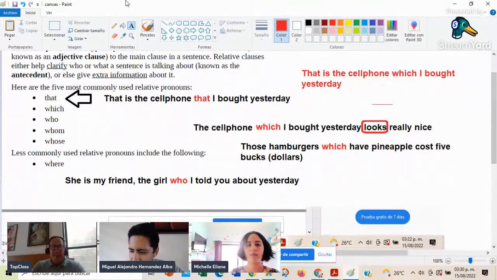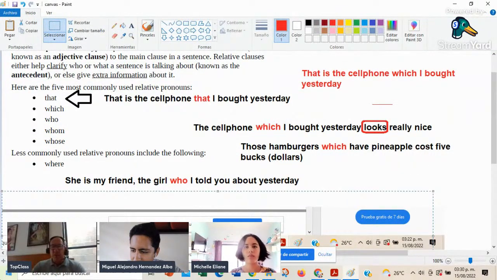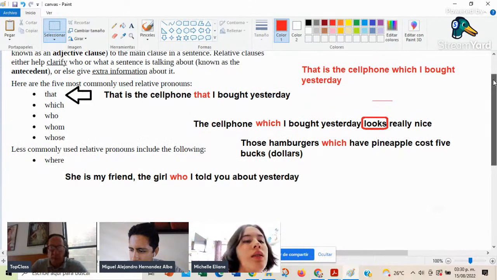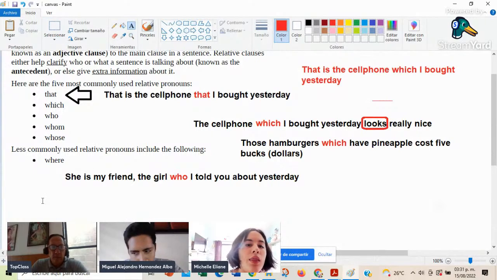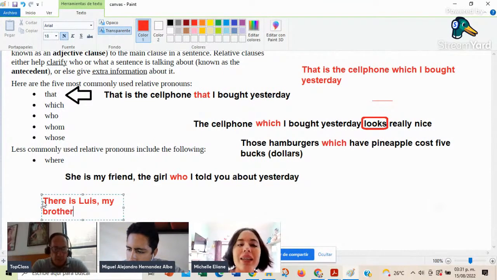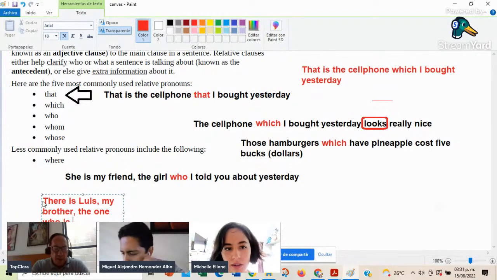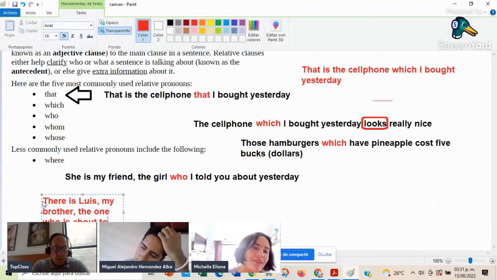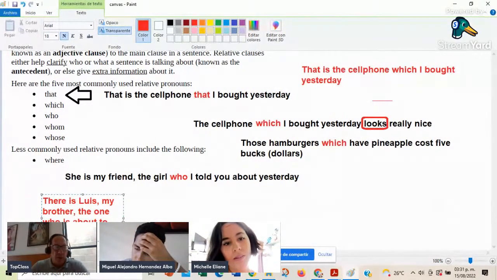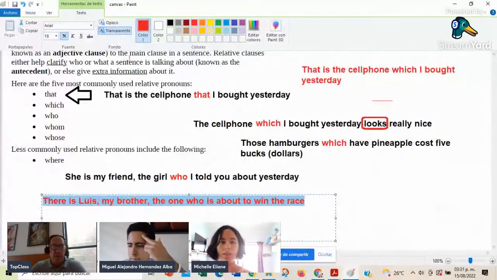Very good. All right. Can you give an example similar to this, Mitch, please? There is Luis, my brother, the one who is about to win the race. How can I say carrera in el ámbito deportivo? The race. Yes. There is my brother, the one who is about to win the race. Excellent. Very good example. All right.